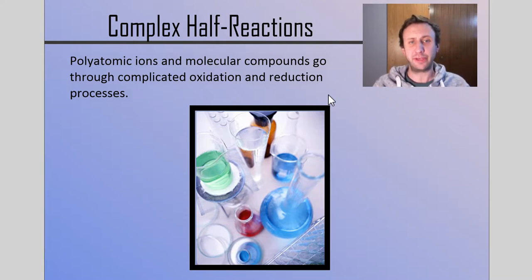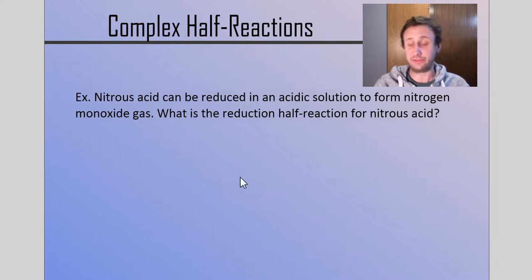So some polyatomic ions and molecular compounds go through very complicated oxidation and reduction processes, and we need to be able to actually represent those half reactions for the acidic mediums. So here's an example. We're just going to get right into it, and you can see what the issue is as we go through this example. And then we'll talk about the solution.